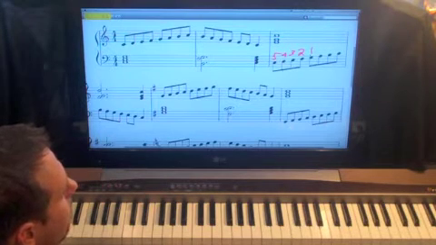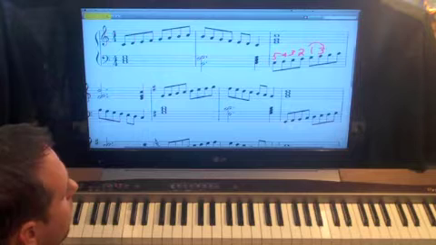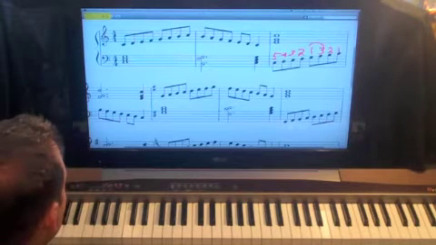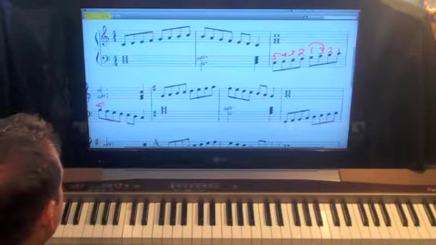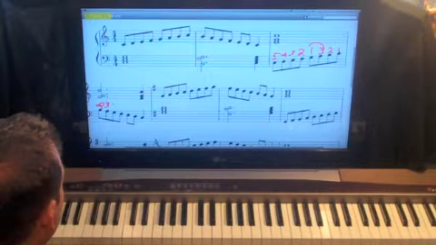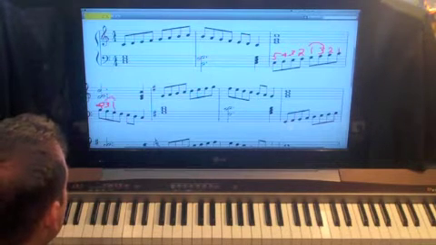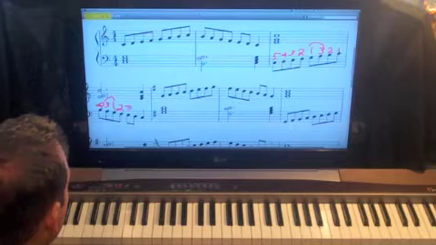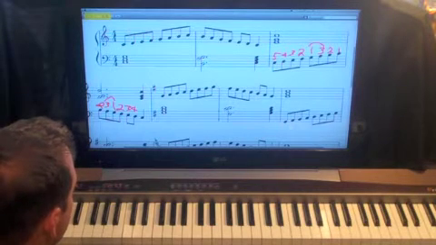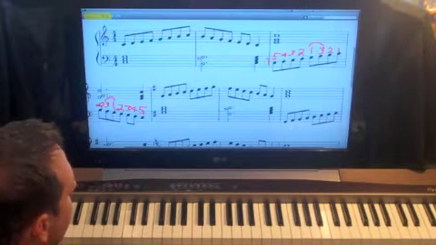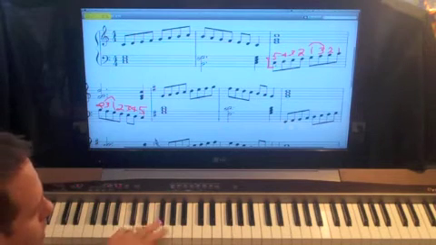5, 4, 3, 2, 1. Cross over for 3, 2, 1. And then we continue here. 2, 3, 1. Cross. 2, 3, 4. Or thumb under, not cross. Thumb comes under. So just looking at the left hand right here. On a C, of course.